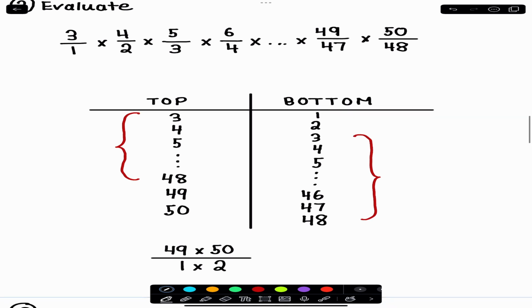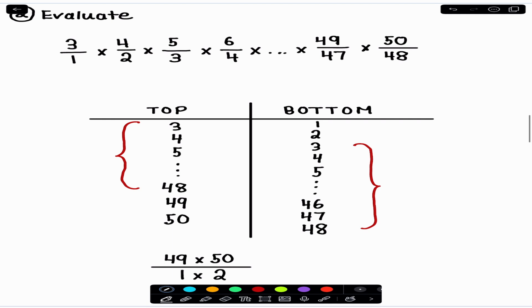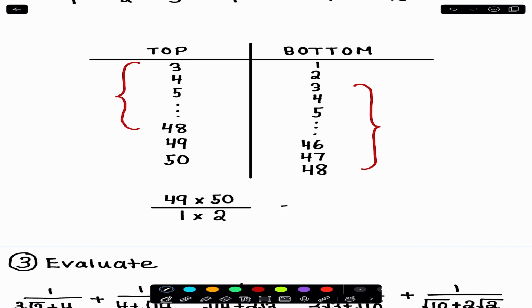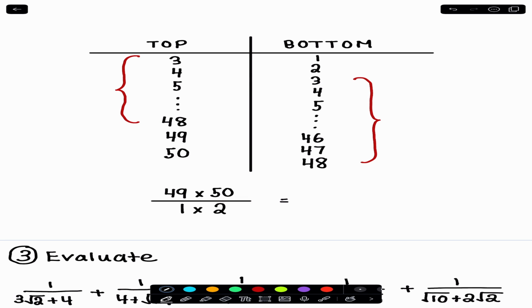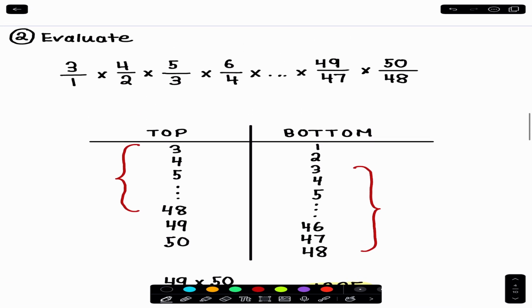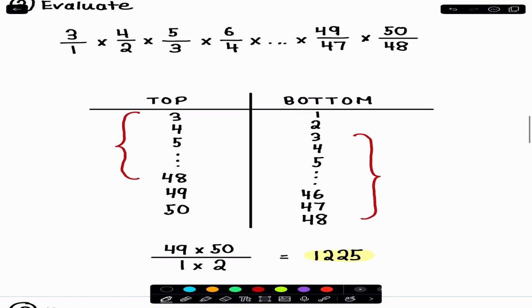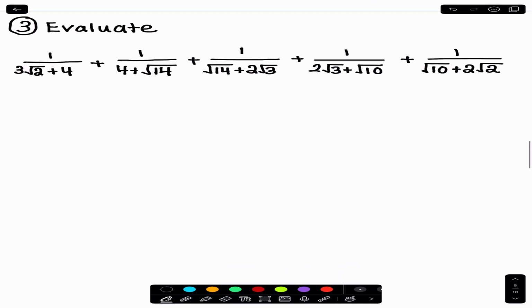And I think we can agree this is definitely a lot easier than just multiplying everything through at the start, because this one is a lot easier to calculate. This ends up being, and I've already done it to the side, 1,225. Let's make it yellow. There we go. Okay, so another example of how telescoping saves us a lot of time. Let's get going to question 3.